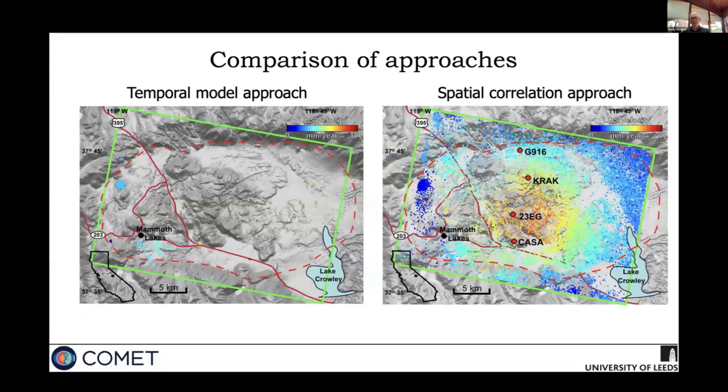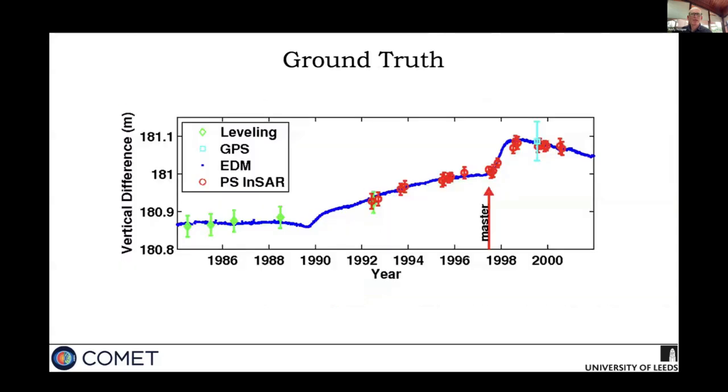Okay, so that's it. These are the results for Long Valley. And you can see on the right what you get with this different approach. You get a lot more pixels. So in answer to the question that was asked earlier, yes, you can find PS in rural areas as well. And well, it's always nice to actually know that we're not just making things up. So there is some ground truth in this case. The PS InSAR results are in red, and then this blue line is showing electronic distance measurements, and I won't get into how this comparison was done, but anyway, there's good agreement.